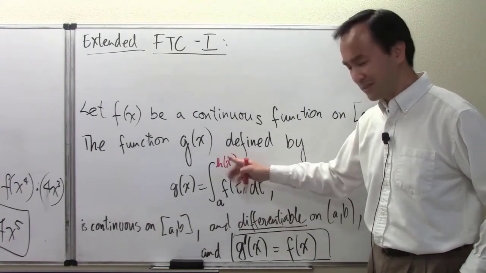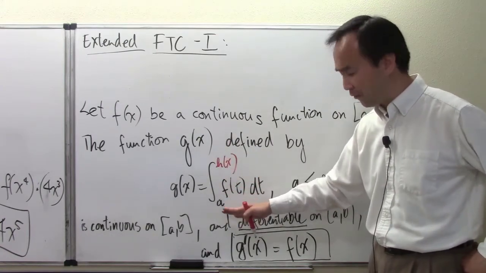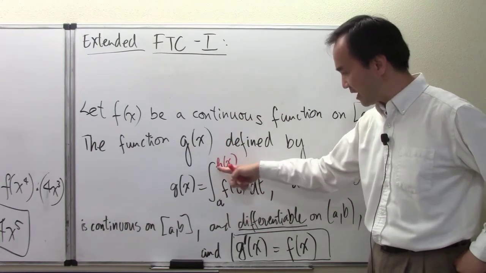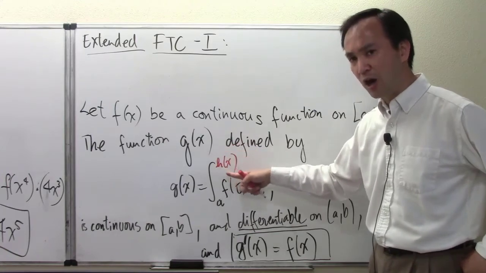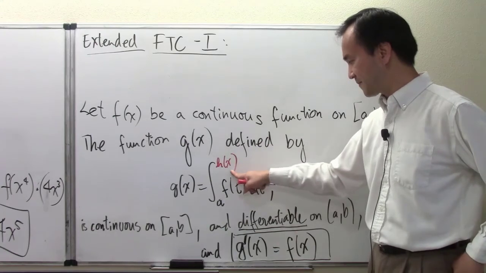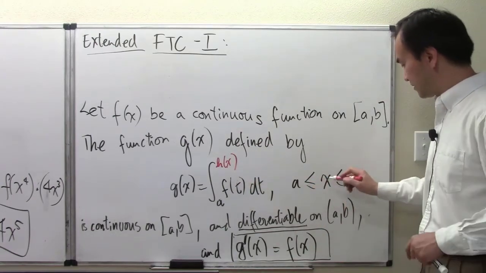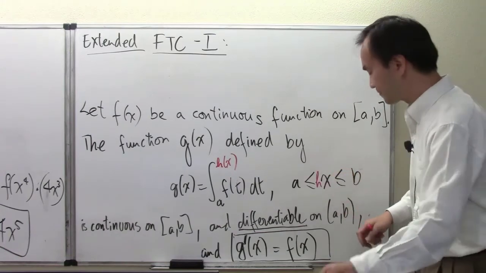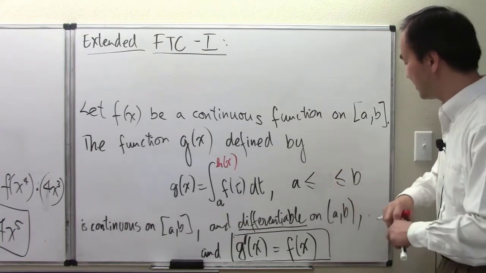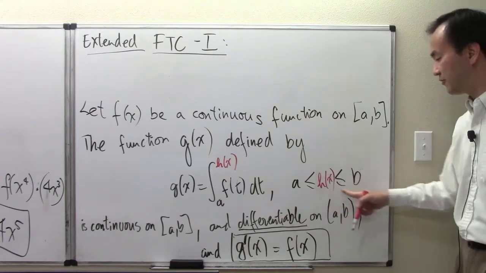We can extend to that idea. The accumulation does not only happen from a to a simple x. It could be from a to an output value of an expression of x. That's why I put an h of x here. And yes, x is still a value anywhere, or h of x has to output values anywhere inside the interval from a to b.